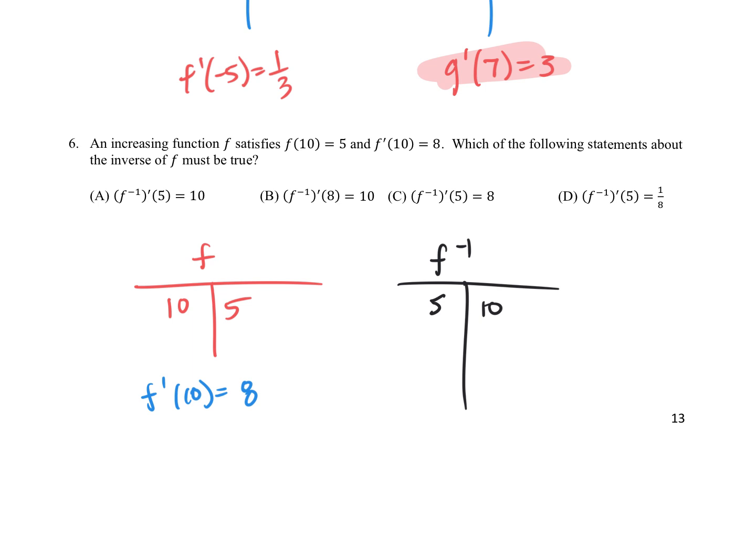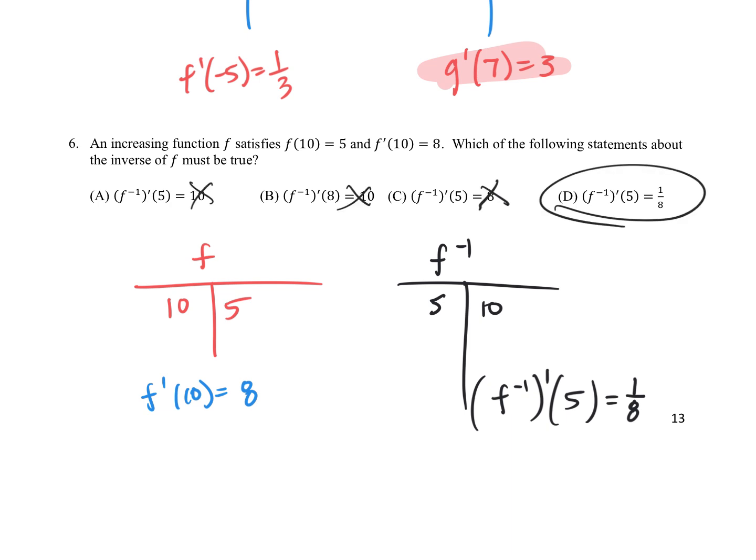What would the inverse's slope be? How would we write that? We're going to say inverse, so that's f to the negative 1. Its slope at what x value would be what? When x is 5, it would be 1/8. Very good. I don't like 8, I don't like 10, I like 1/8. Yeah, the inverse's derivative when x is 5 is 1/8.